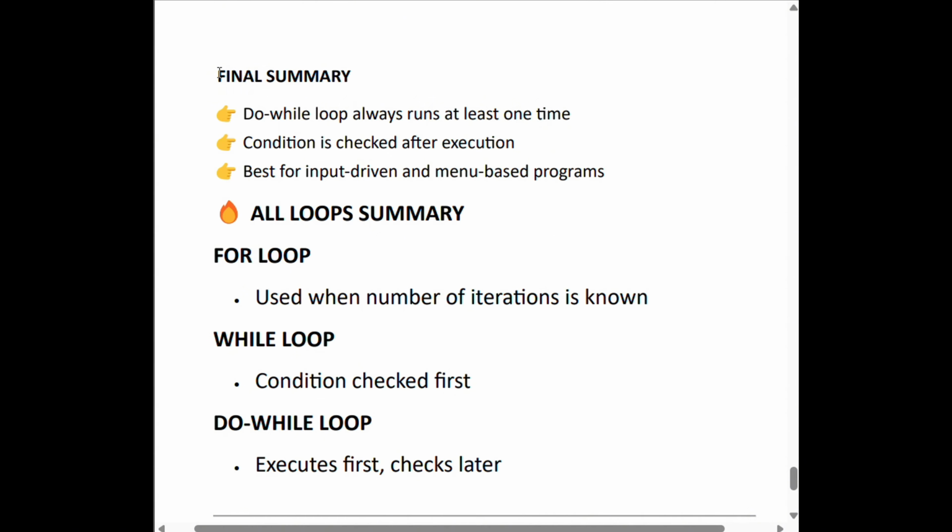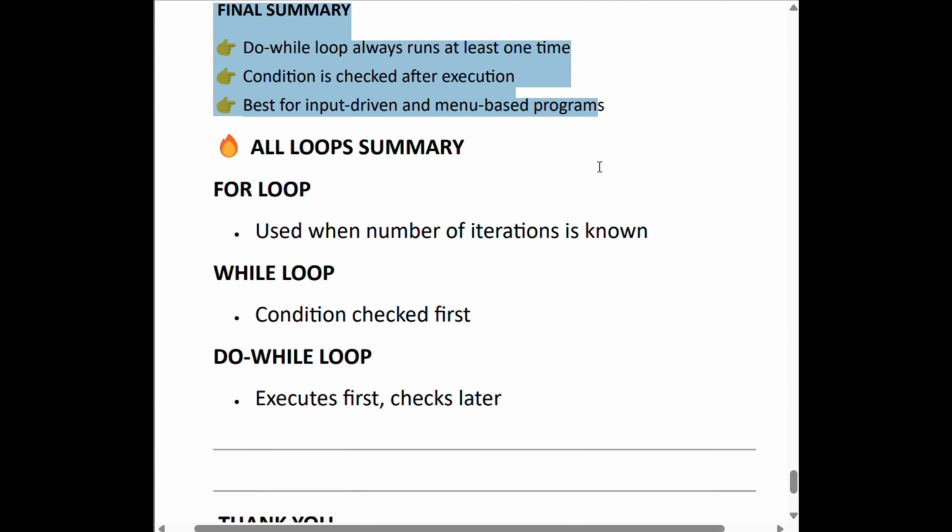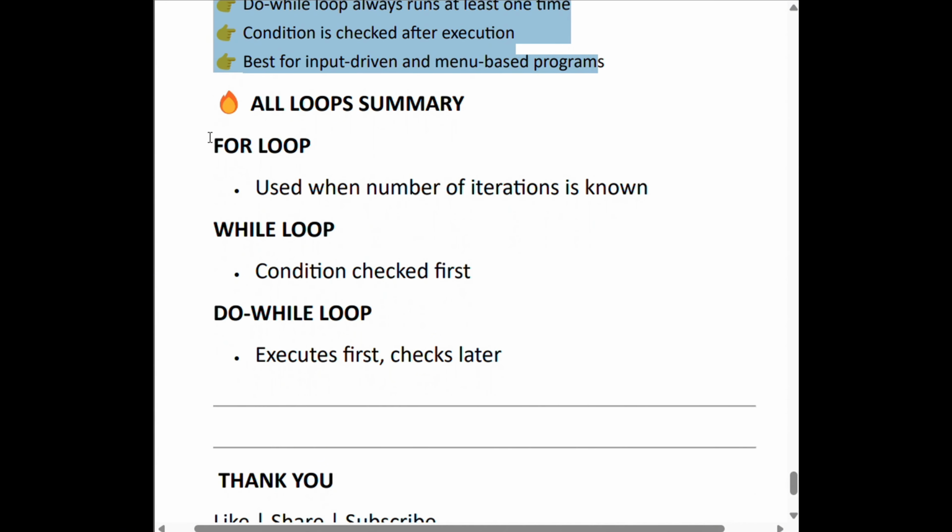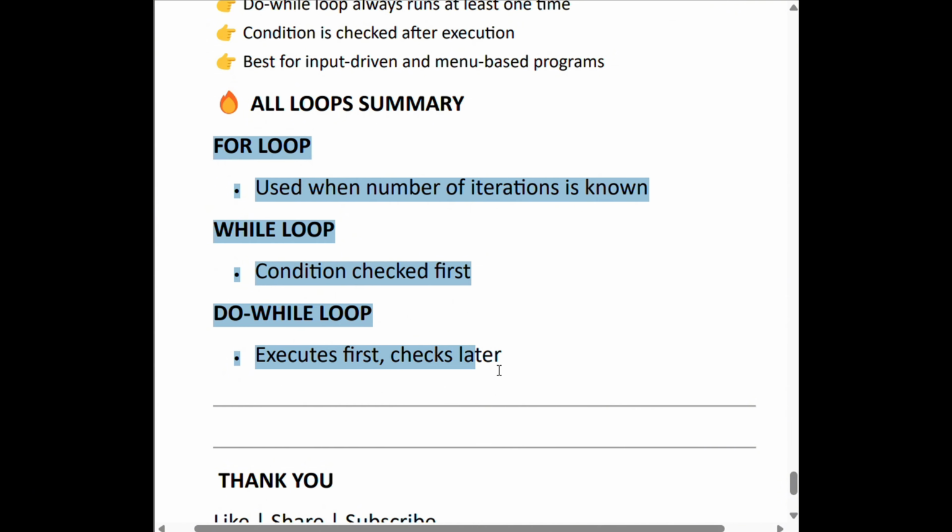So finally, the do while loop runs at least once, condition is checked after execution. It is useful in real world applications. So we have completed all three loops in Java: for loop, while loop and do while loop. For loop is used when the number of iterations is known, and while loop is used when the condition is checked first, and do while loop is used when execution must happen at least once.